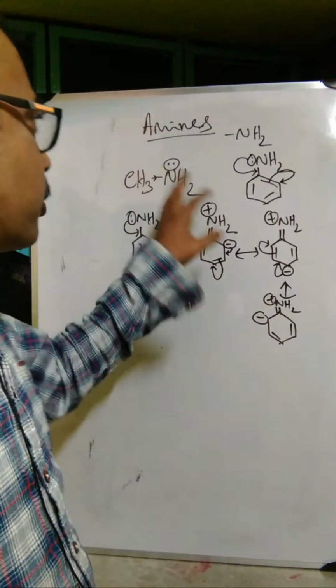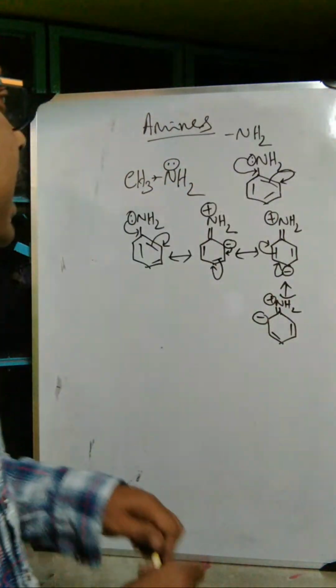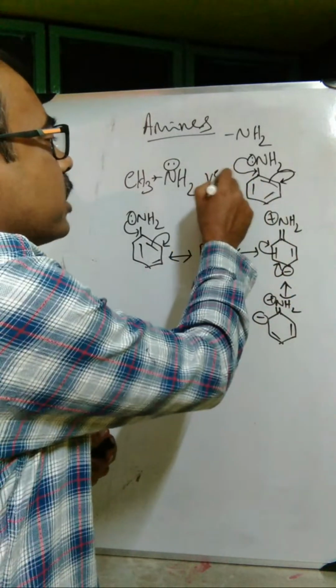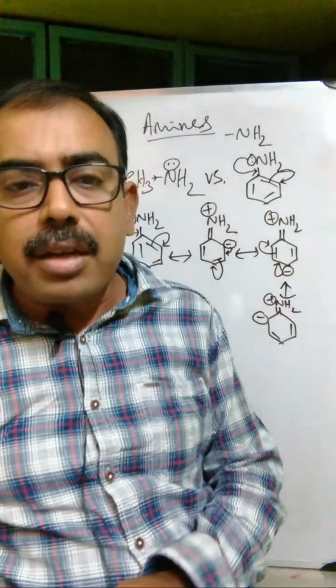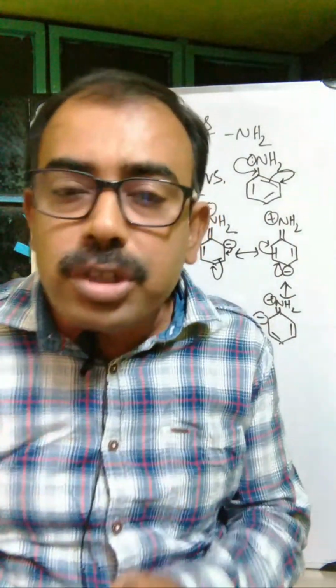So if someone asks you which one is more basic between methylamine and aniline, first of all you have to say that both methylamine and aniline are nitrogenous bases.